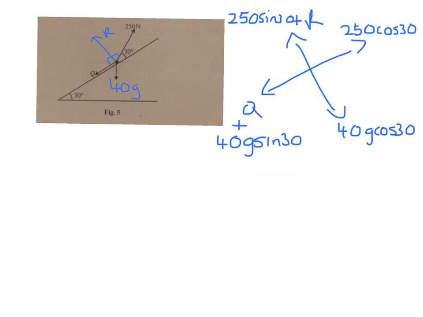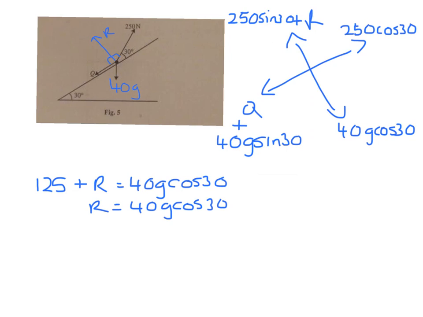As I said, we're in equilibrium. That means that forces are equal and opposite. So 250 sine 30, which is 125 in my calculator, plus R has to equal 40g cos 30, which tells me that R is 40g cos 30 minus 125. And that gives us 214.48.